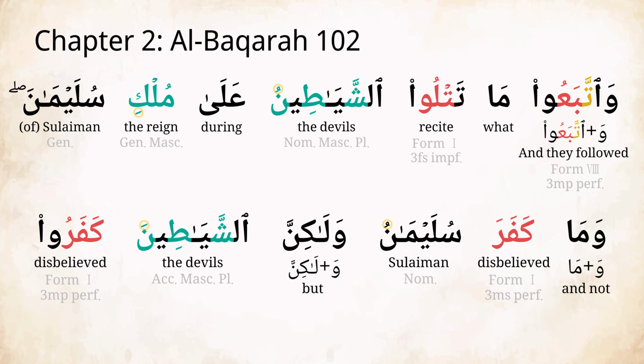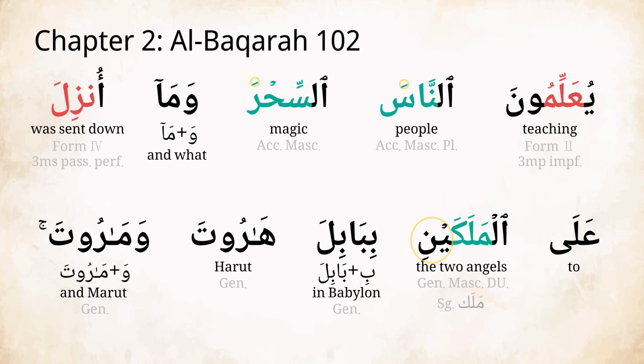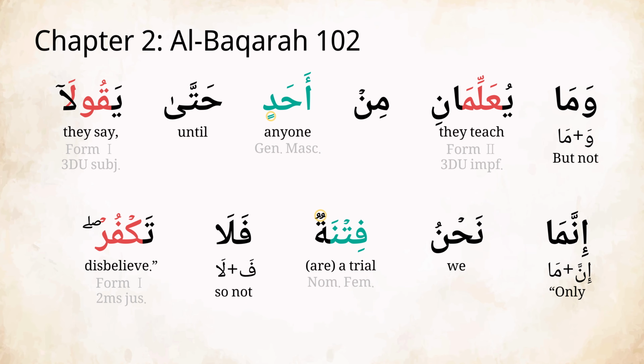In English, we get, and they followed what the devils recited during the reign of Sulaiman. And Sulaiman did not disbelieve, but the devils disbelieved, teaching people magic, and what was sent down to the two angels in Babylon, Harut and Marut. But they don't teach anyone until they say, "We're only a trial, so don't disbelieve."